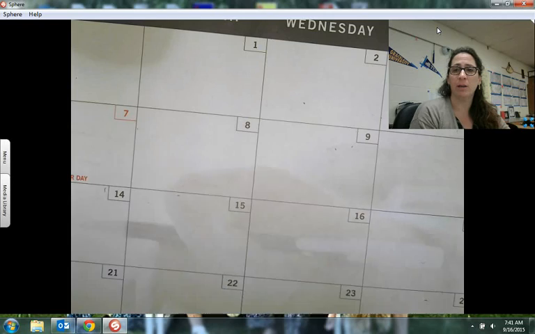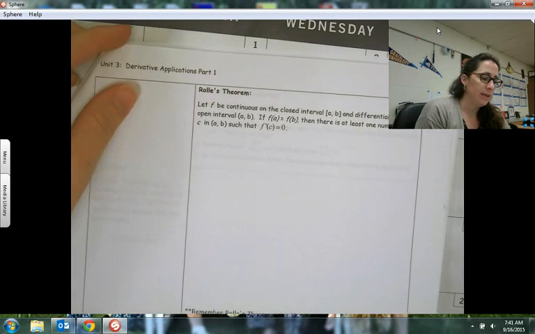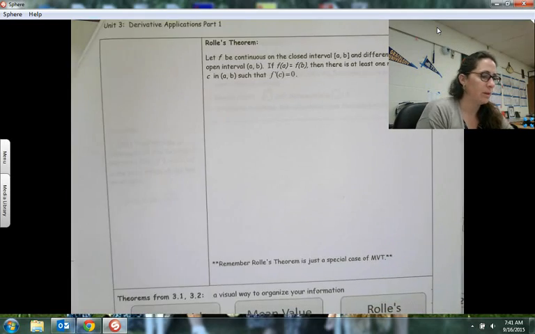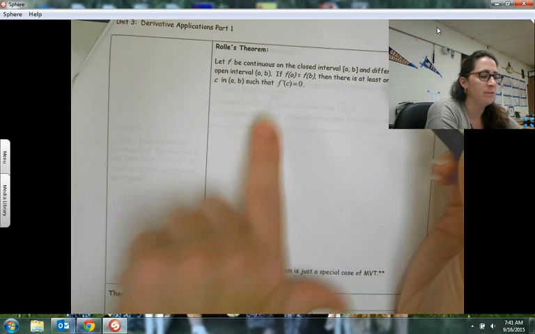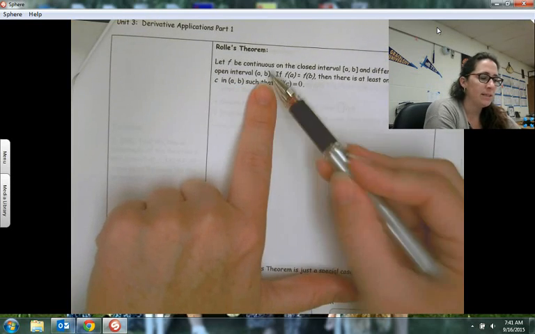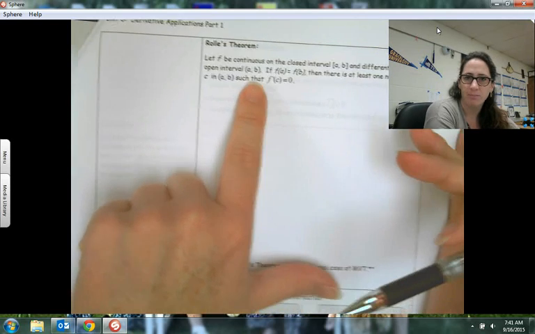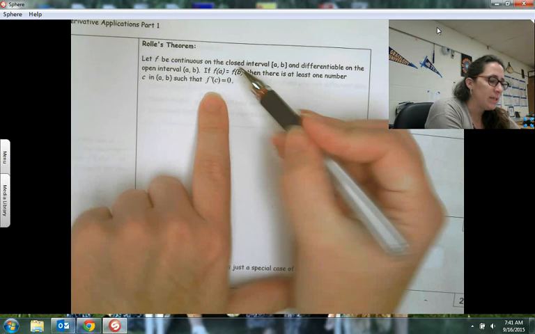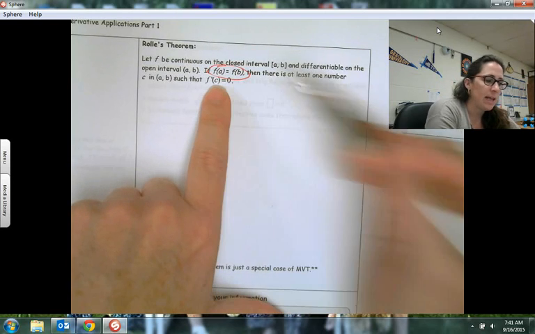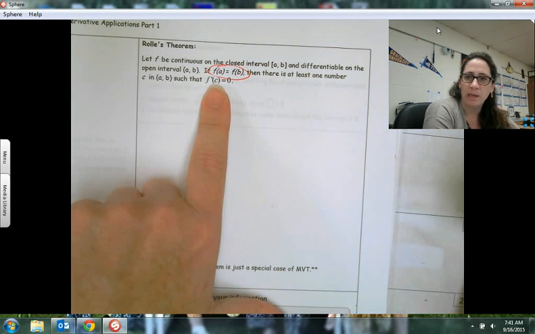Now, again, I told you Rolle's theorem is just going to be a corollary right here. So basically, let's see the difference here. It says that it's continuous on the closed, differentiable on the open, so that's all good. Then it gives us one more thing. It says that f of a and f of b are now the same.